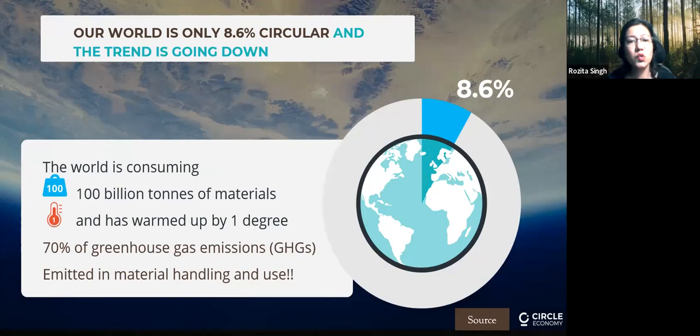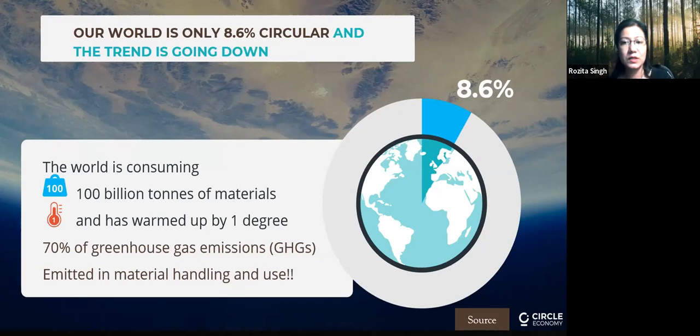There are two things that have happened in the last decades. Humanity has really breached two major milestones. One, the world is consuming 100 billion tons of material, and it is 1 degree warmer. So if you look at this report called the Circularity Gap Report, it positions circular economy, or a transition to circular economy, as a method to mitigate climate change. And why do we say that?